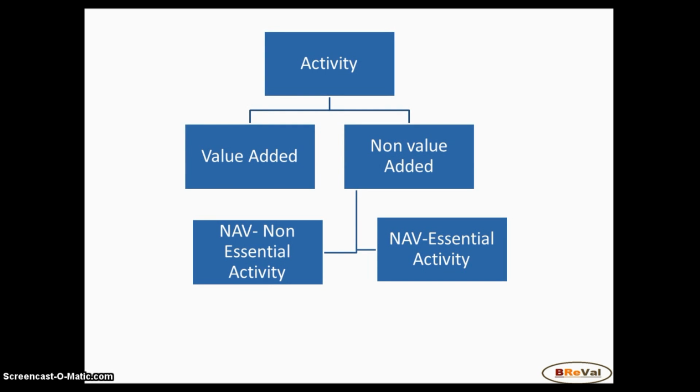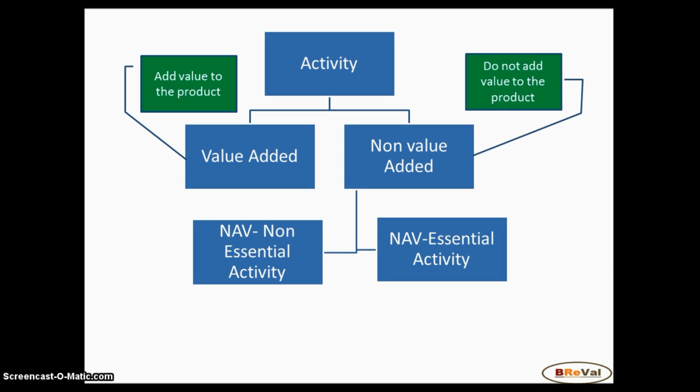If we see an activity, it can be divided into two types, value added and non-value added. That is VA and NVA. If the activity is adding any value to the product, it is called a value added activity. In case it doesn't add any value to the product, we may call it a non-value added activity. Now, the non-value added activities are further classified as essential and non-essential activities.